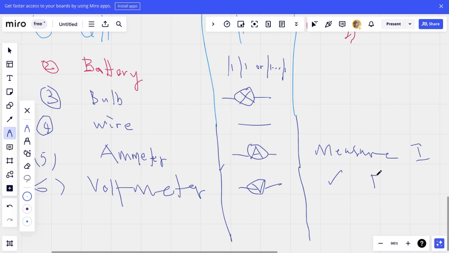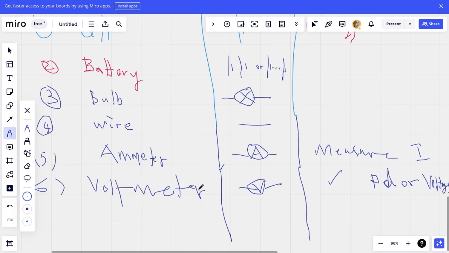Voltage is PD, to measure the PD across the component. The PD across component. Okay? Measure the PD or voltage. That's what we use the voltmeter for.